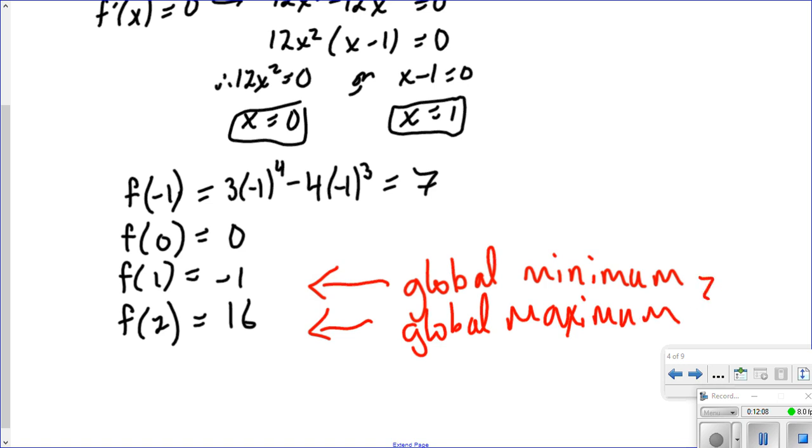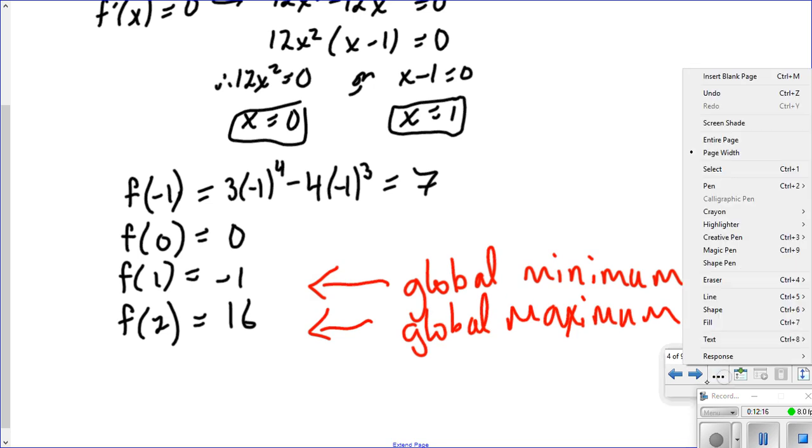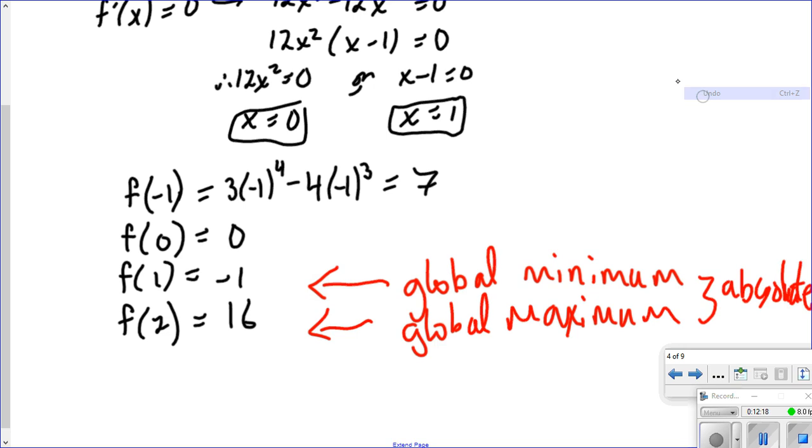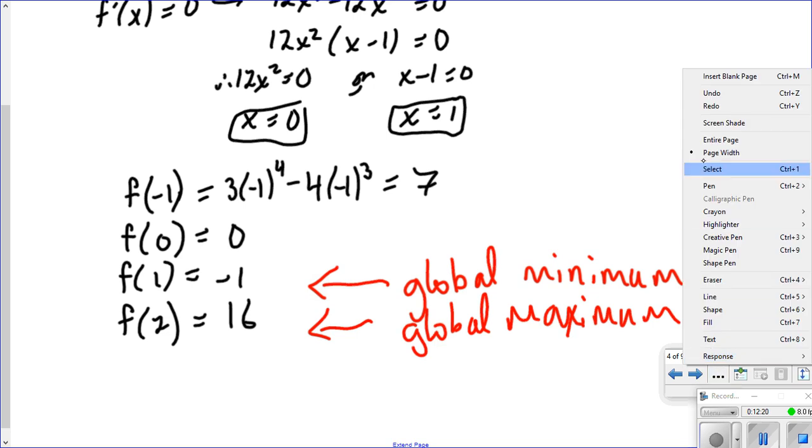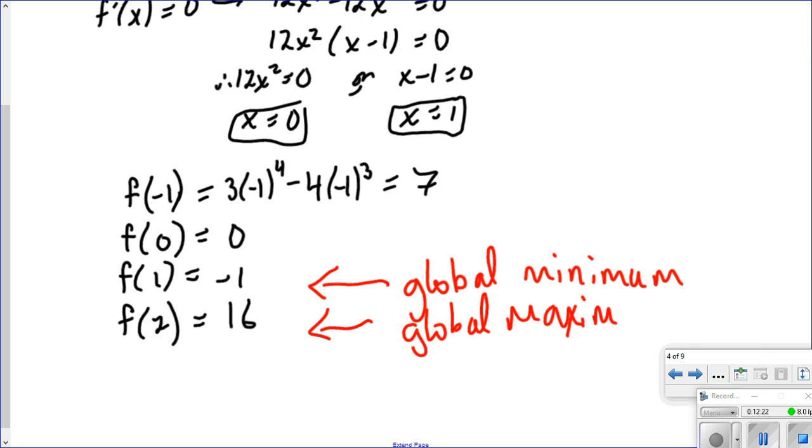Okay, now these are also called absolute. Okay, let me try that again. Absolute, they're also called that as well. Okay, so what's the other ones?